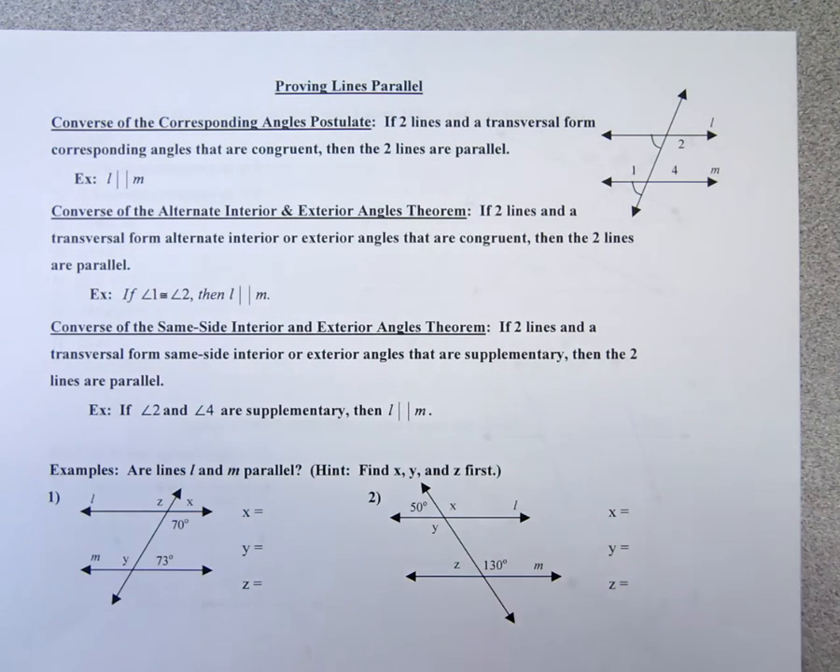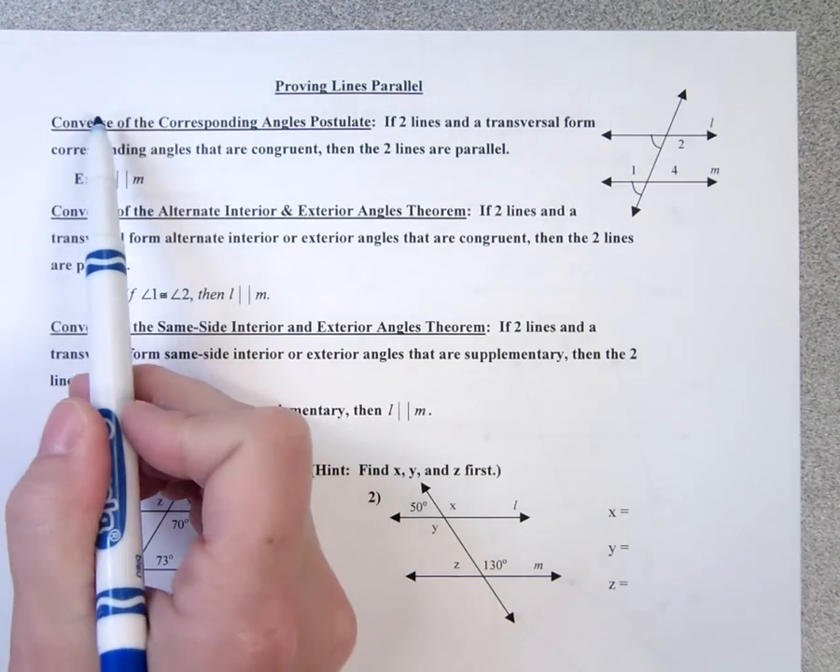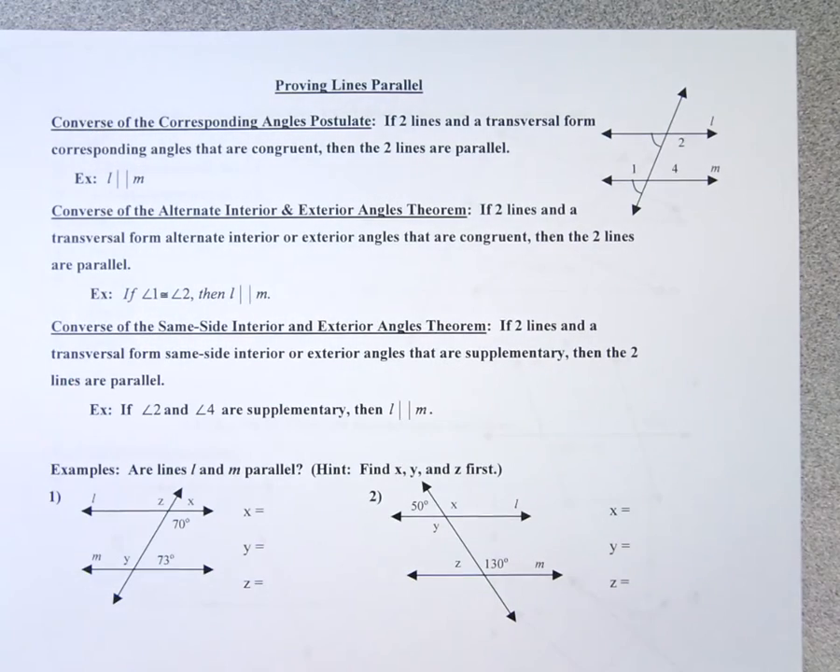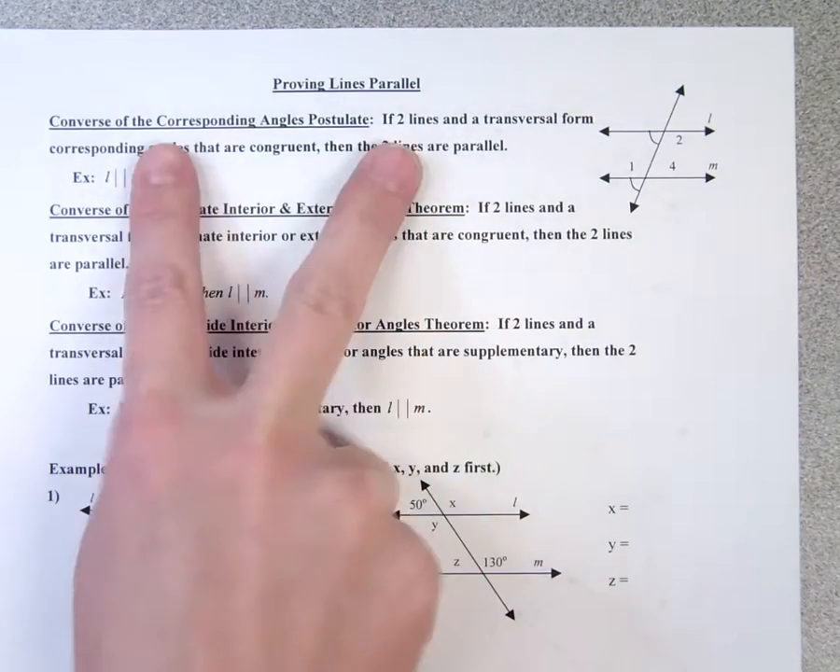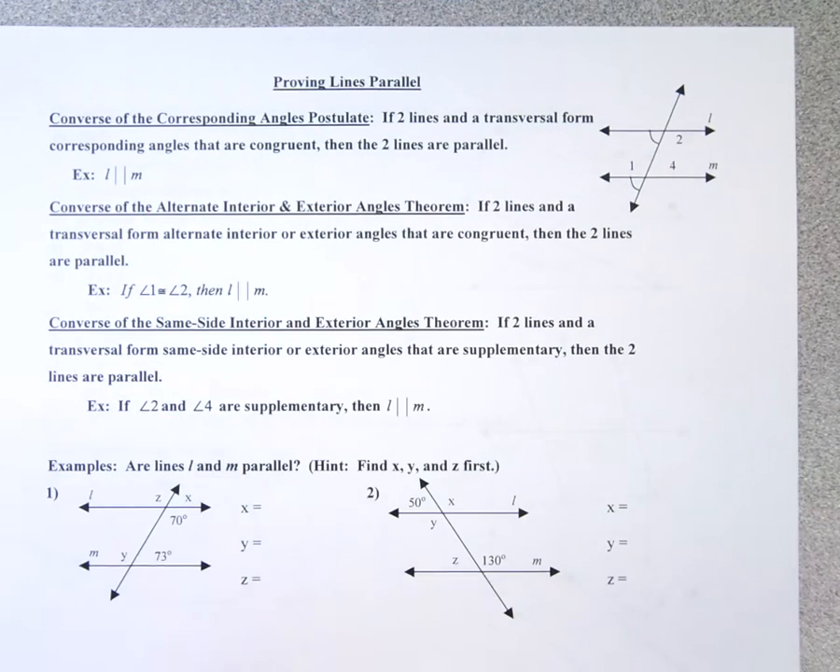Okay, this lesson is called Proving Lines Parallel, and we see this word converse here. Do you remember what converse means from earlier in the year? That's when it flip-flopped the statement. The if became the then and the then became the if, the hypothesis and conclusion switched.